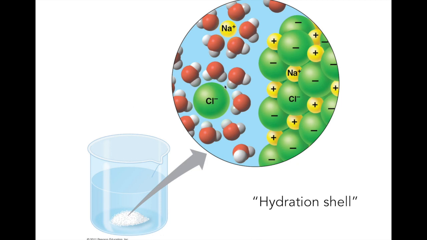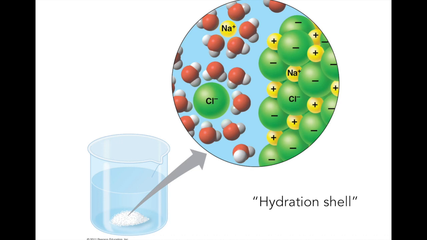So this chloride ion has a hydration shell of water molecules that are all pointing their partial positive charges. And the same thing's happening with the sodium ion, that it's got all of these oxygen ends, the partial negative charges. So these two don't interact anymore once they dissolve in water.